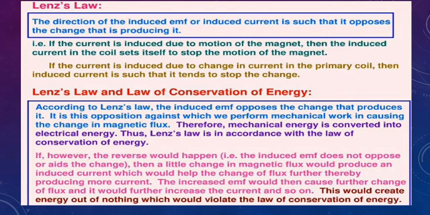If the current is induced due to motion of a magnet, then the induced current in the coil sets itself to stop the motion of the magnet. At the same time, if the current is induced due to changes in current in the primary coil, then the induced current is such that it tends to stop the changes. This is the explanation for Lenz's law.